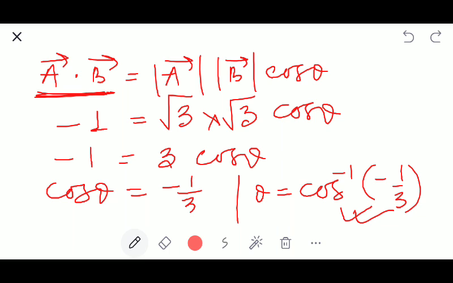Okay, I hope you guys have understood. If you have not understood the solution, just reply to me. I can repeat it again in a different way.